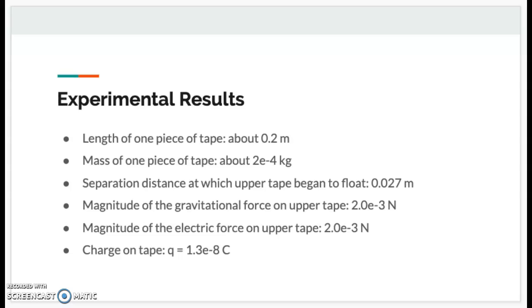Now to the experimental results, which are all the same from Lab 1. The length of one piece of tape was about 0.2 meters, the mass was about 2 times 10 to the negative 4th kilograms, the separation distance at which the upper tape began to float was about 0.027 meters, the magnitude of both the gravitational and electric forces on the upper tape was 2 times 10 to the negative 3rd newtons, and the charge I calculated for the tape was about 1.3 times 10 to the negative 8th coulombs.